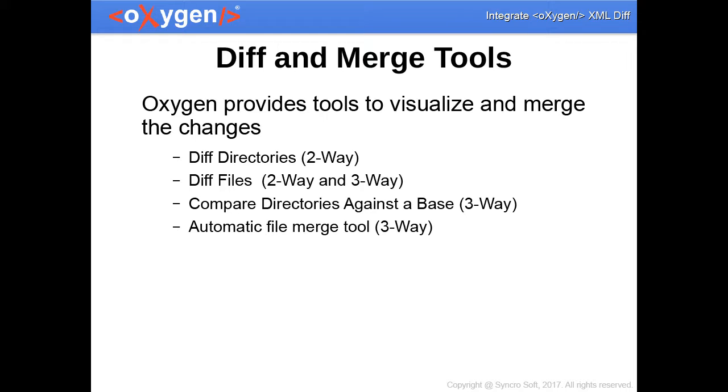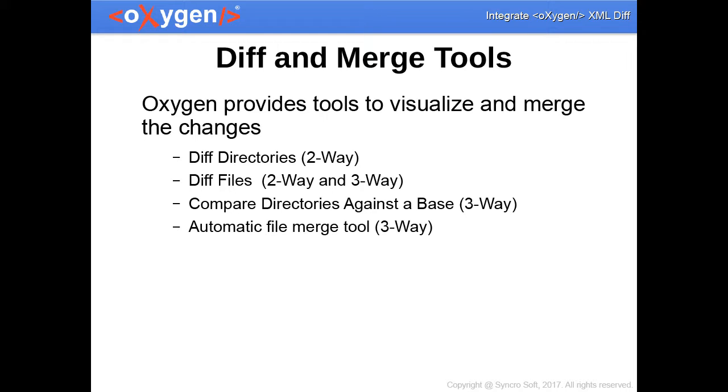Oxygen has different tools for comparison. We have, for example, diff directories, which allows you to compare two directories in a two-way mode. We have diff files, which allows you to compare two files, but against a base also, and see the modifications, and can be integrated in different systems. We have the new tool, which is compare directories against a base, which allows you to compare two directories or two file sets against a common base, and it will show you the changes.